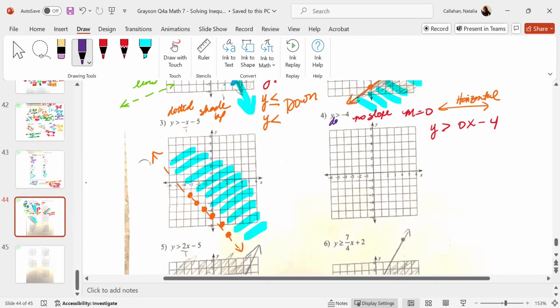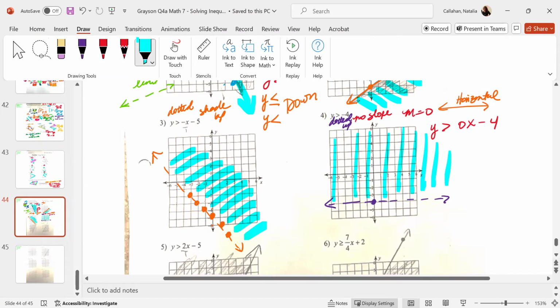This is dotted, and is it shade up or down? Up, because it's eating the letter y, right? So you're going to start at -4, dotted line, like that, and then shade up. And that makes sense because y is greater than -4. So if it's greater than -4, then it's above -4, right?